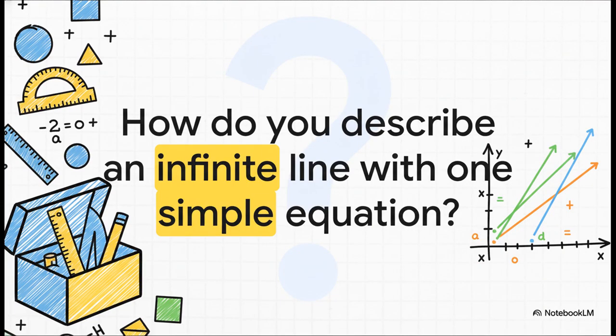So just think about it for a second. A line, it goes on forever in both directions, right? It's infinite. So how in the world can you possibly capture all of that information in just one simple little equation? It seems kind of impossible.